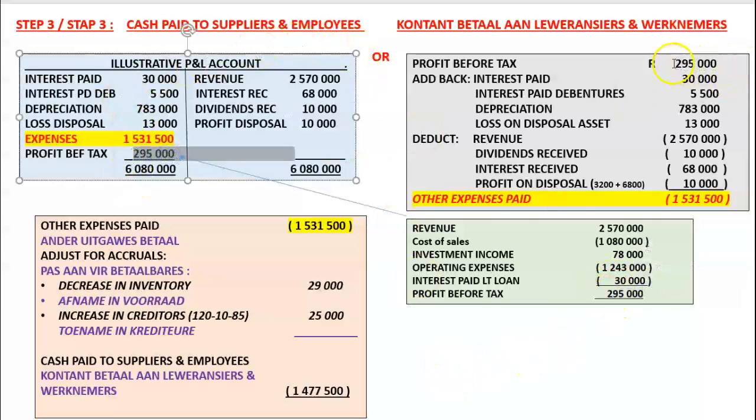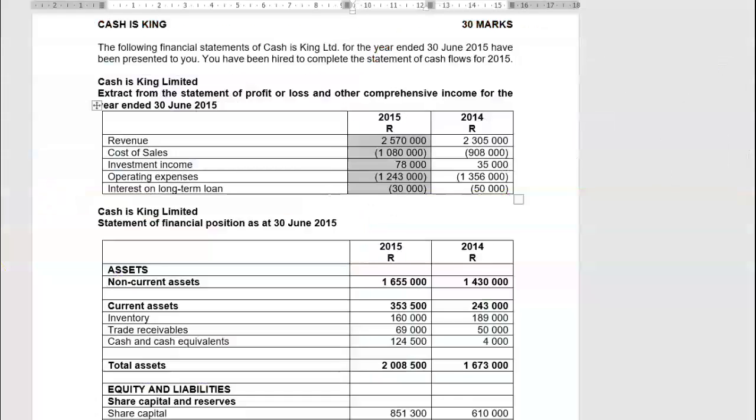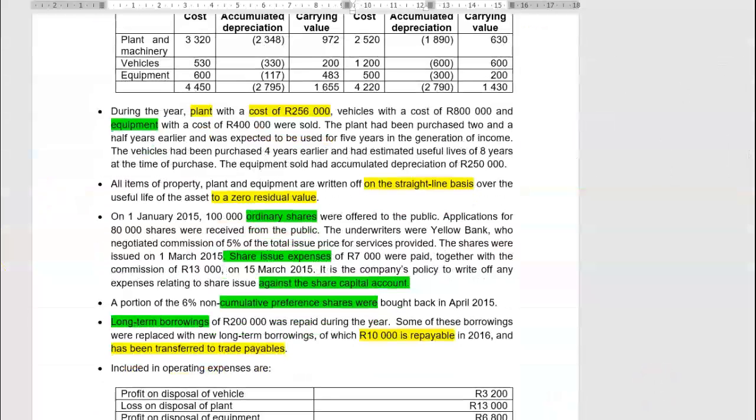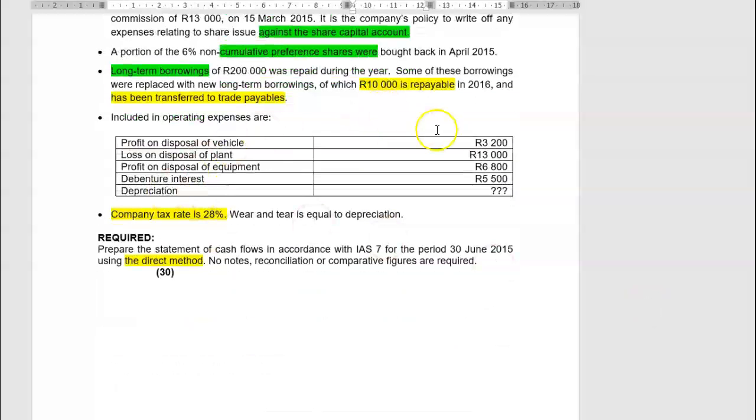So that is our starting point. Profit before tax, 295,000. What are we going to eliminate first? We're going to eliminate non-cash flow items. We've already eliminated depreciation. We're also going to eliminate profit on the disposal of vehicle, loss on the disposal of plant, and profit on the disposal of equipment.